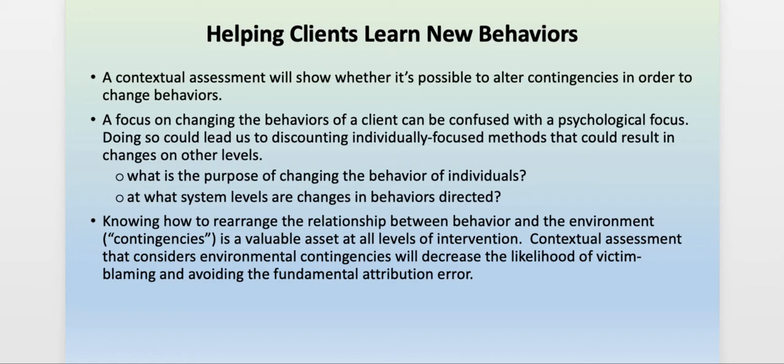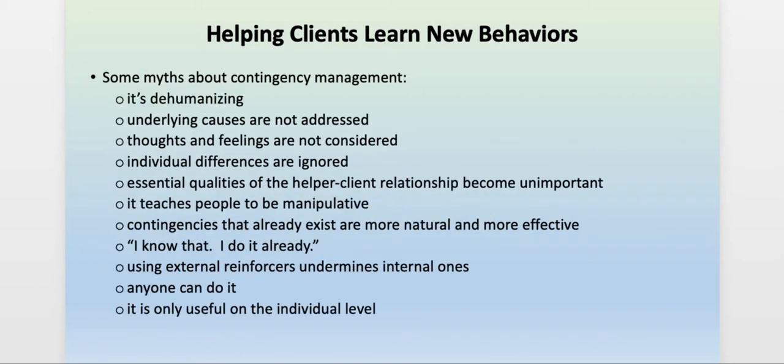instead of saying this person has a problem, or this person has a condition, this person has an illness, we look instead at what's going on in the environment around that person that explains those behaviors, instead of saying the behavior is a result of an illness. And so that's where we look at rearranging contingencies.